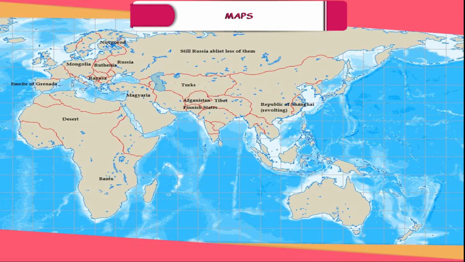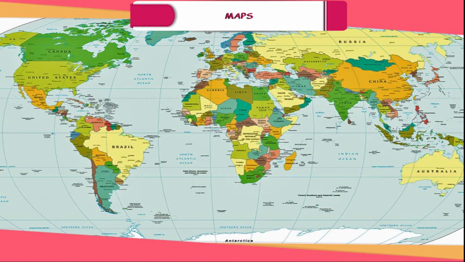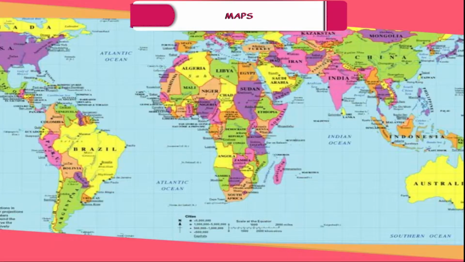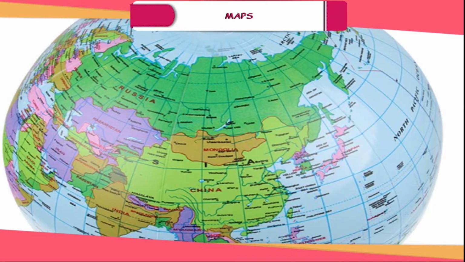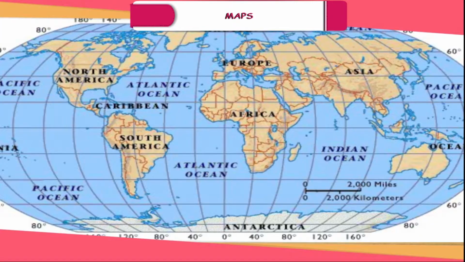A map represents three-dimensional features of the Earth in 2 dimensions on a flat surface like paper. A map can represent the whole Earth or a part of it. When different types of maps are put together, we can make an atlas. An atlas has maps of different scales, sizes, and measurements. They are of different types.